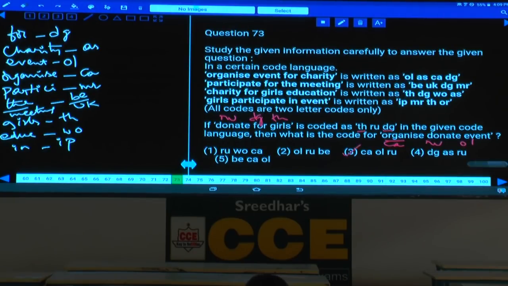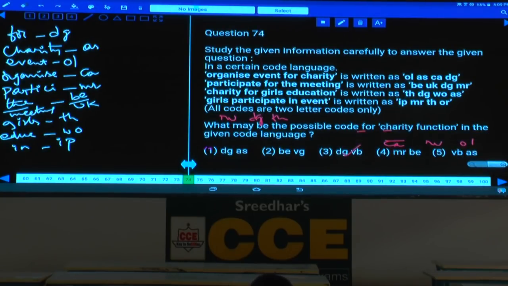Choice 3 is given for CARUOL. Then 74: what may be the possible code for charity function? Charity is clearly given, that is AS, and the function is nowhere present in this one. The code to the function could be any code other than the given codes. Tell me, what could be the code here?